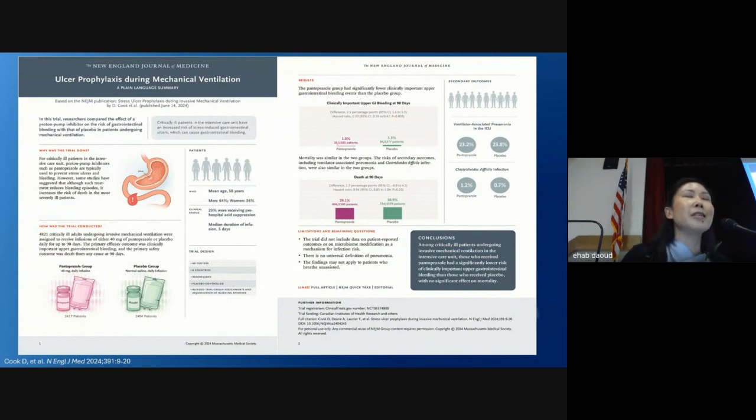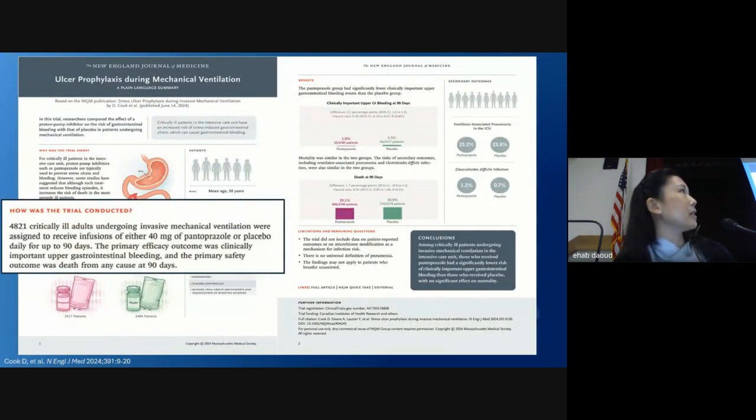Right after those guidelines were published, this paper came out in the New England Journal of Medicine. This paper by Cook and colleagues looked at stress ulcer prophylaxis during mechanical ventilation specifically. And this is right after the guidelines, so this did not affect what the recommendations in the guidelines were. So this paper basically looked at the use of pantoprazole, which is a PPI, versus placebo in patients who are mechanically intubated, and looked at outcomes like clinically important GI bleeding and death from any cause or all-cause mortality at 90 days.